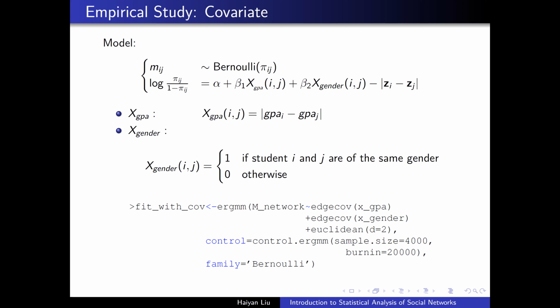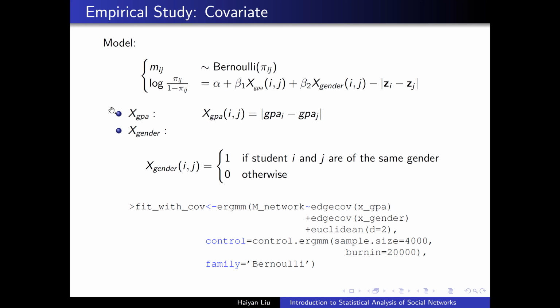To demonstrate how to include the edge covariates, we will consider 2 edge covariates. The first one is SGPA. We create an edge covariate by getting the difference of the GPA of the 2 nodes in a dyad, and then get the absolute value. Therefore, the larger this covariate, the more dissimilar the 2 students are in terms of GPA.